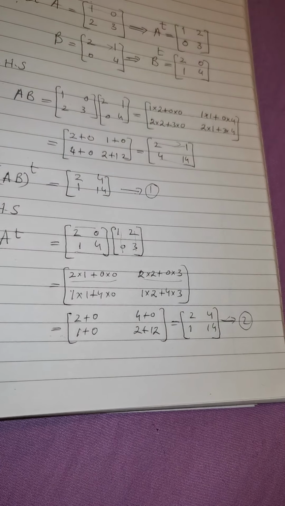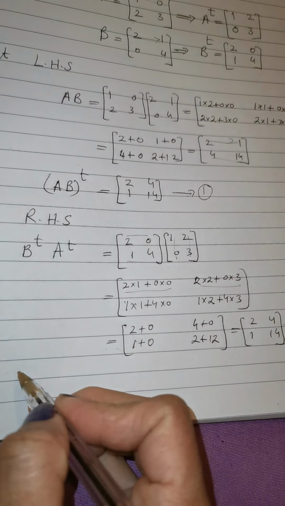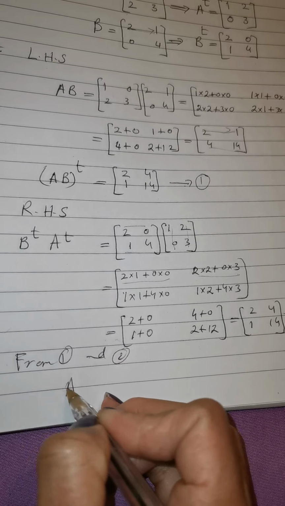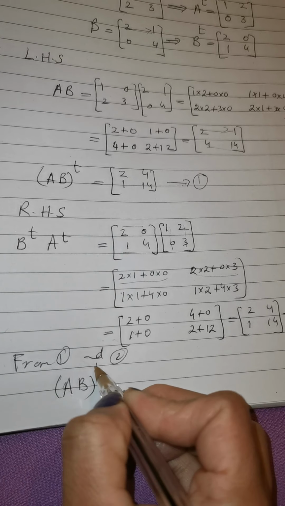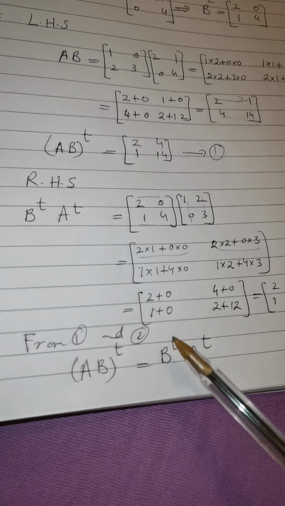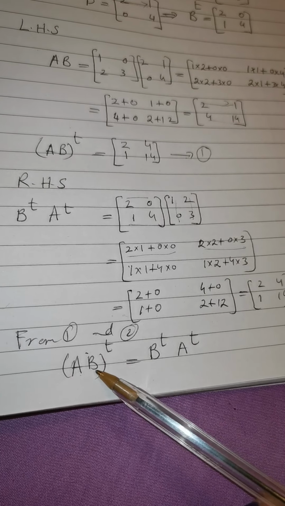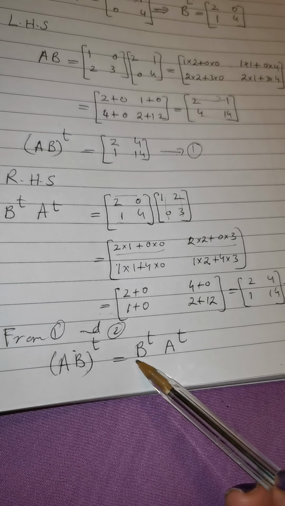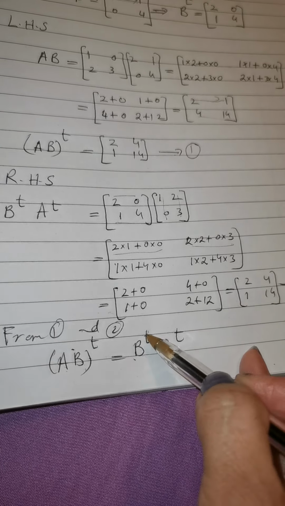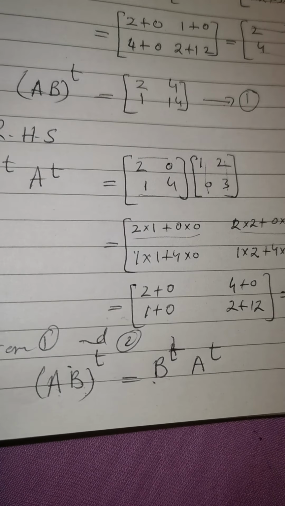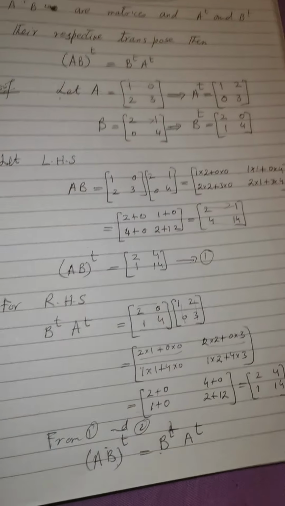You will check from 1 and 2, we will get right hand side is equal to left hand side, or you can write here AB whole transpose is equal to B transpose into A transpose. Remember that AB whole transpose should be equal to, when you will write separate transpose, second matrix with transpose will be written first, and first matrix with transpose will be written in the second place. This is the difference. You have to know about this, and this definition will be used in next classes when you will study matrices further.